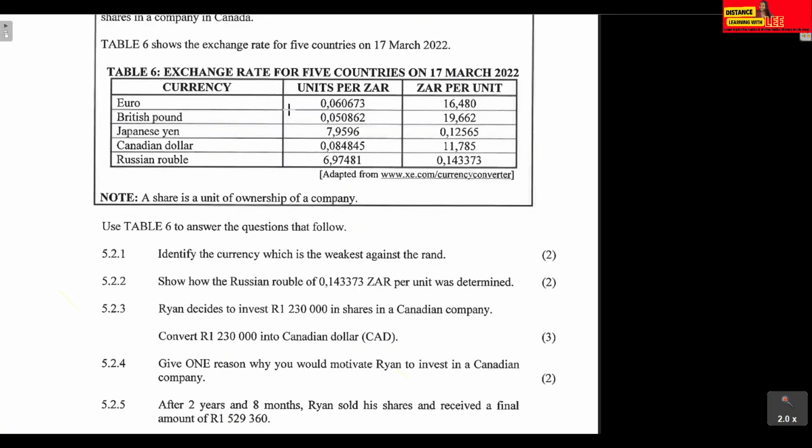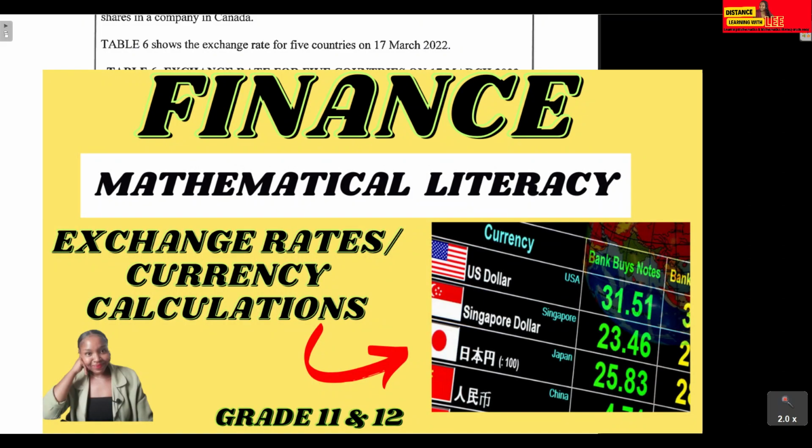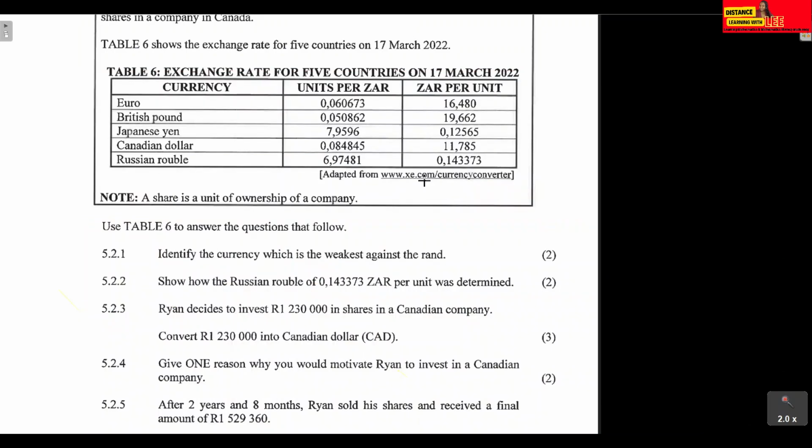And guys, I've actually gone through exchange rates on the channel, where I explain how you need to analyze these types of tables. But just to explain what is actually going on here, using the first row, we're already given in the first column the currency: the euro, the British pound, the Japanese yen, the Canadian dollar, and the Russian ruble. And we're given the units per ZAR, as well as the ZAR per unit.